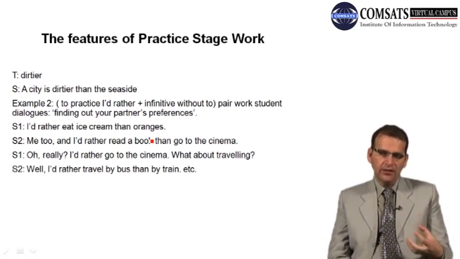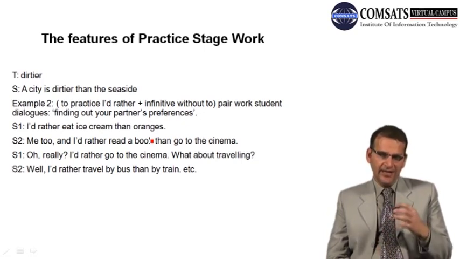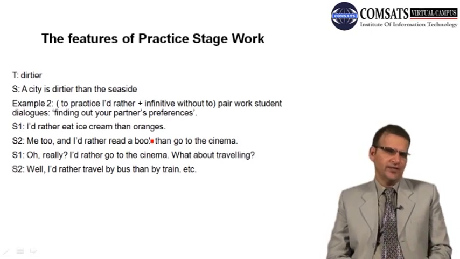So over there, if you see on the slide, the pair work of students is finding out your partner's preferences. Student 1: I would rather eat ice cream than oranges, right? In the previous example we saw that oranges are healthier than ice cream, and then the student says, I would rather eat ice cream than oranges. And then student 2: me too, I would rather read a book than go to the cinema. Or really, I would rather go to the cinema. What about traveling? Well, I would rather travel by bus than by train, etc.